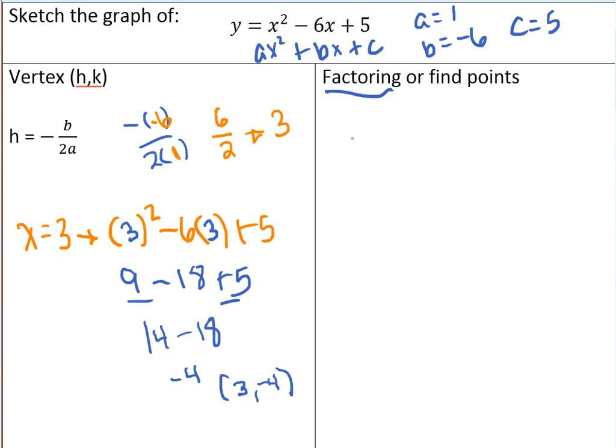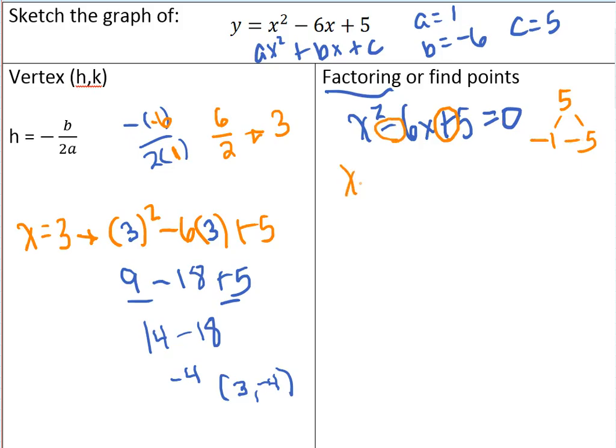Now we're going to factor to find our roots. So we have x squared minus 6x plus 5 equal to 0. Once we set it equal to 0, we look for the factors. There's no GCF, and since our lead coefficient is 1, we look at the factors of 5. The list is 1 and 5. They both need to be the same sign, which happens to be negative. So I have x minus 1 times x minus 5 equal to 0.